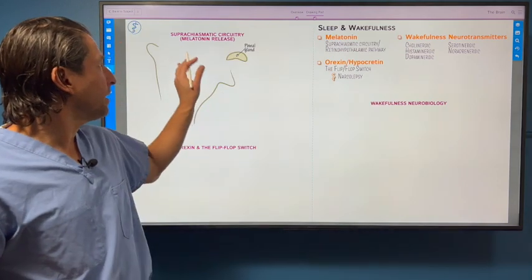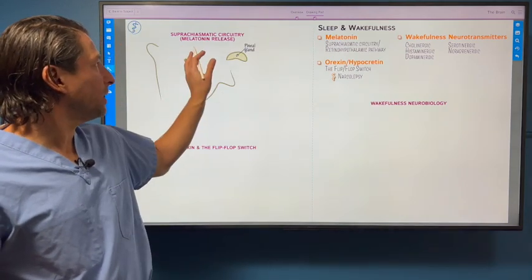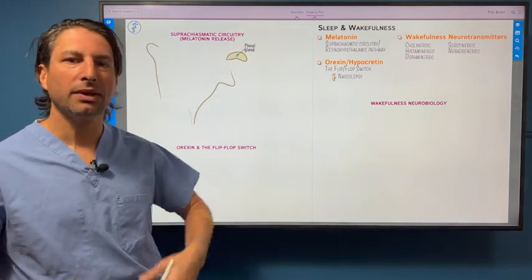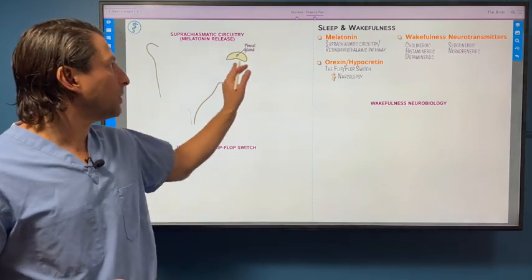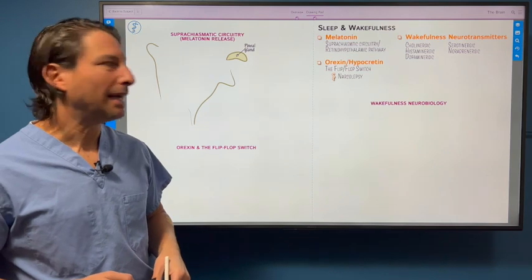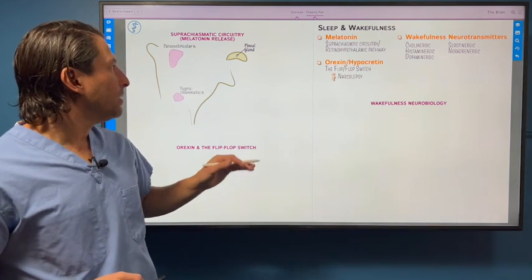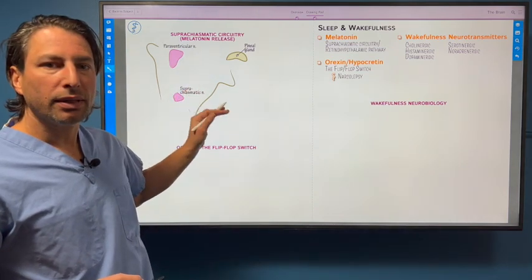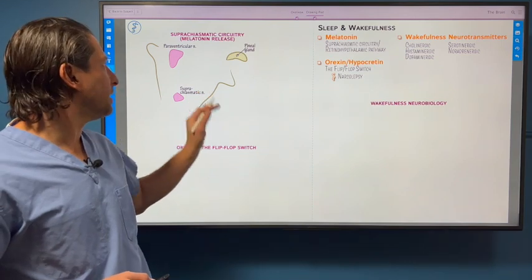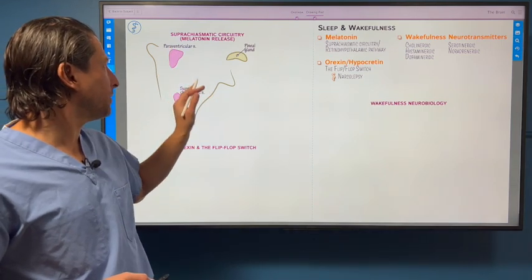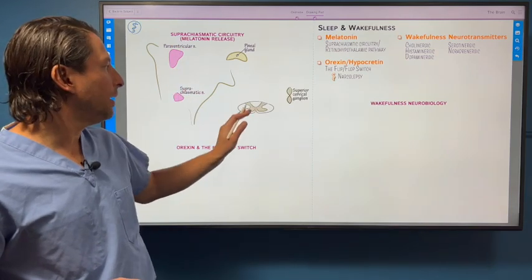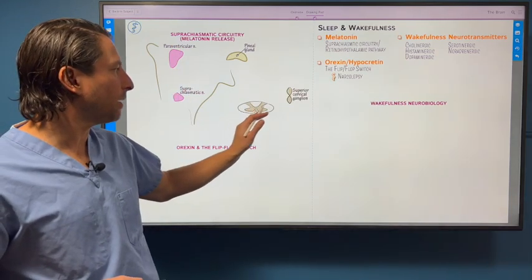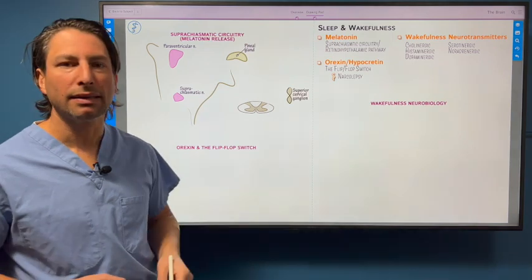So let's start with suprachiasmatic circuitry with melatonin release. Melatonin release induces sleep. It's produced and released by the pineal gland here. So the circuitry or the neuronal pools we're interested in come from the paraventricular nucleus and suprachiasmatic nucleus in the hypothalamus, the superior portion of the spinal cord here, and the superior cervical ganglion.